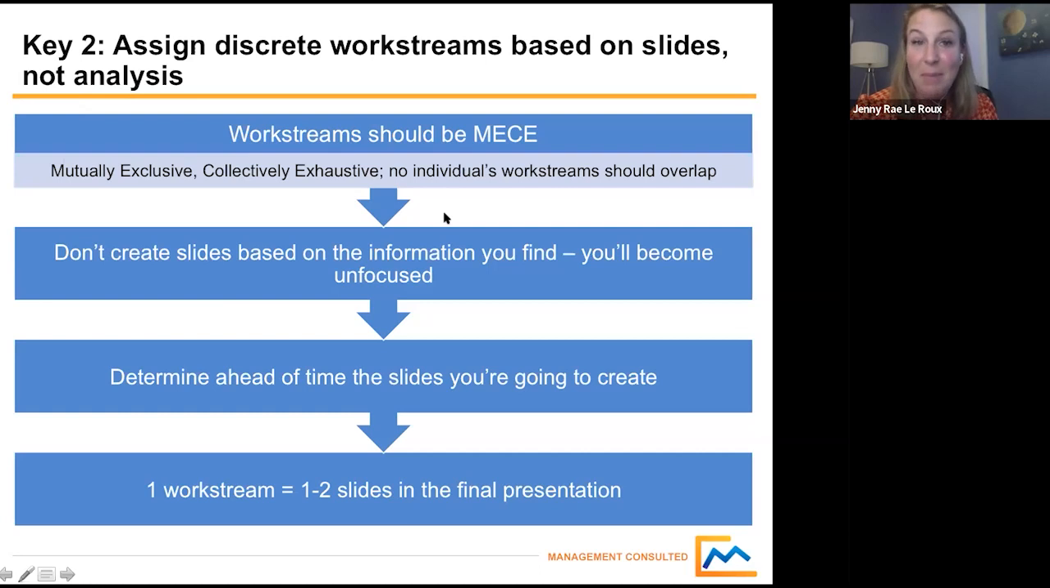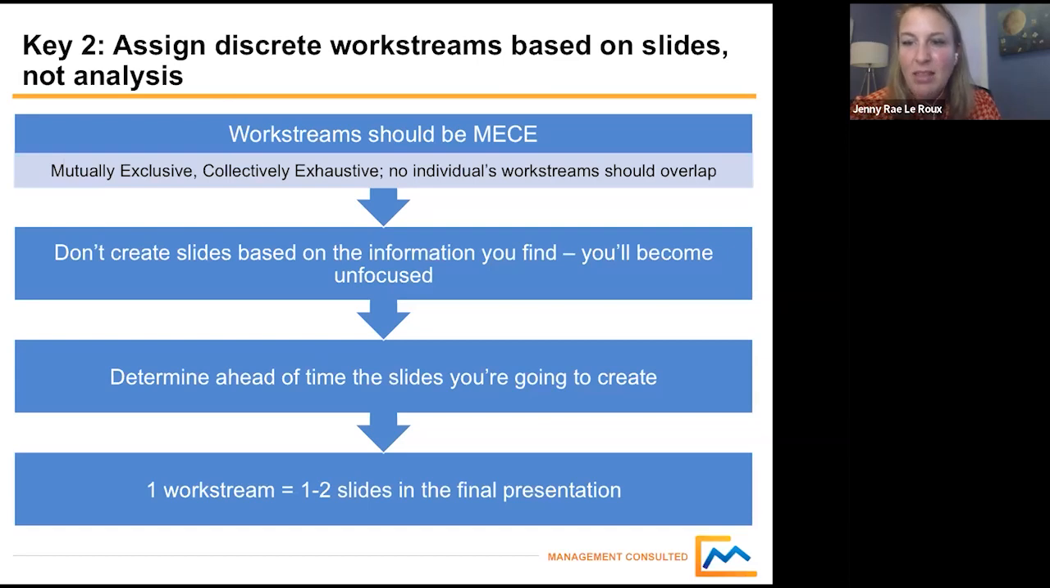So step number 2, right? Assign discrete work streams based on slides, not analysis. A lot of people will say, I'll take customers, right? And guess what they go do? They find data about customers, they run a quick survey of 10 of their friends, and they look at all the data about all the customers in the world. They have no idea what they're writing for slides.